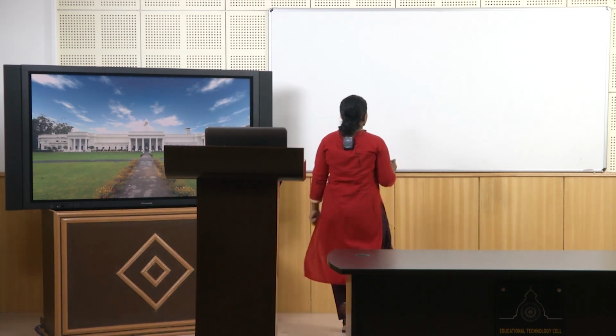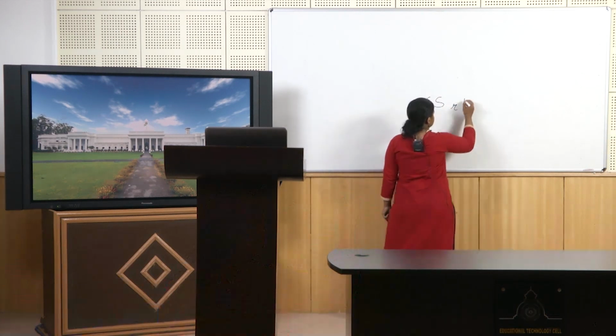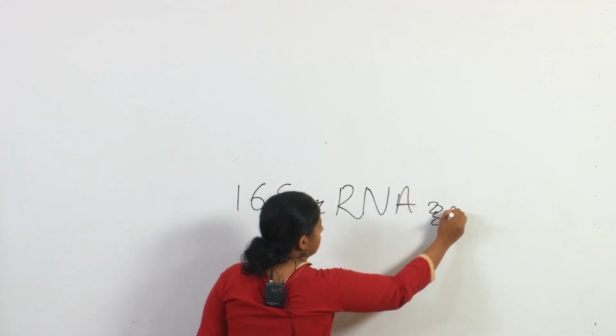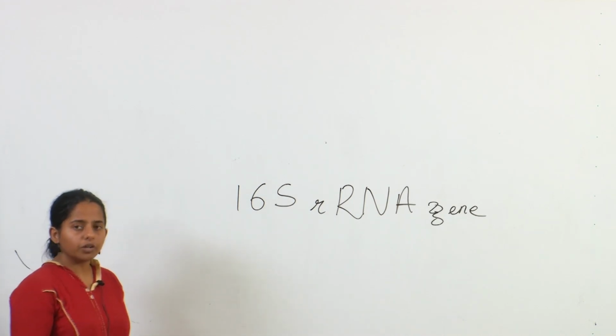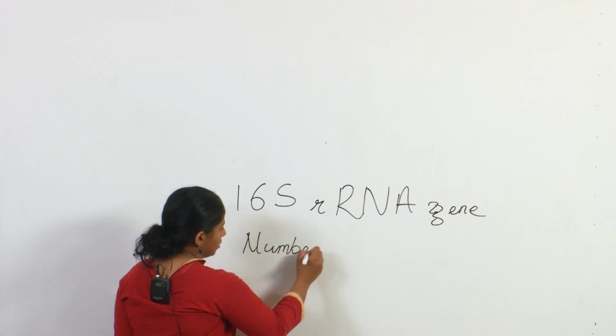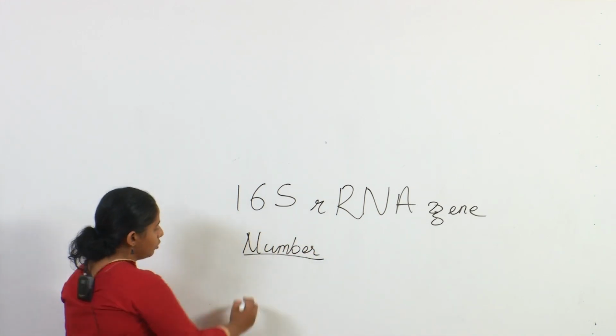So dear students, I have said this before, but I am going to write it again so that you drill it in your head, because this is the single most important genetic marker for enumerating how many bacteria we have. The 16S rRNA gene not only tells me the number of bacteria in a sample, but it also helps me understand who is present.